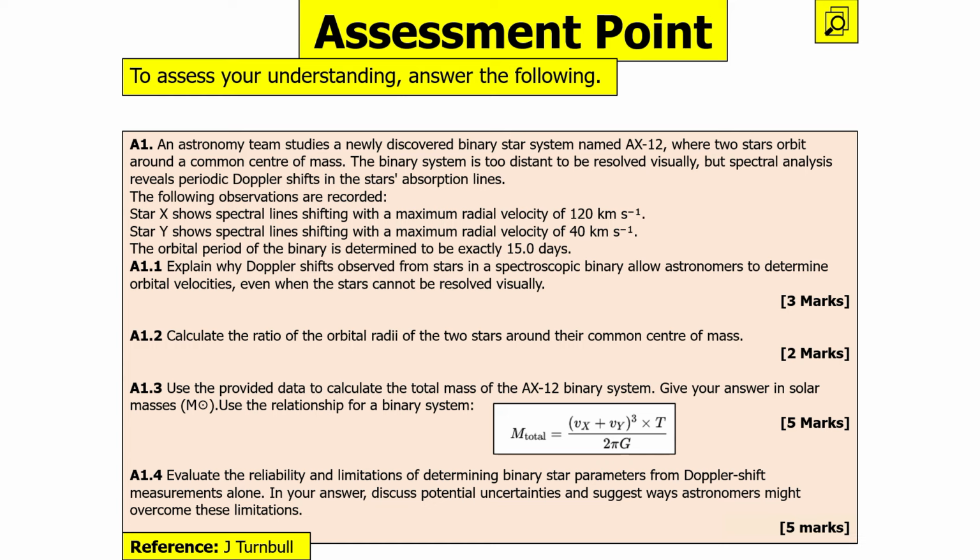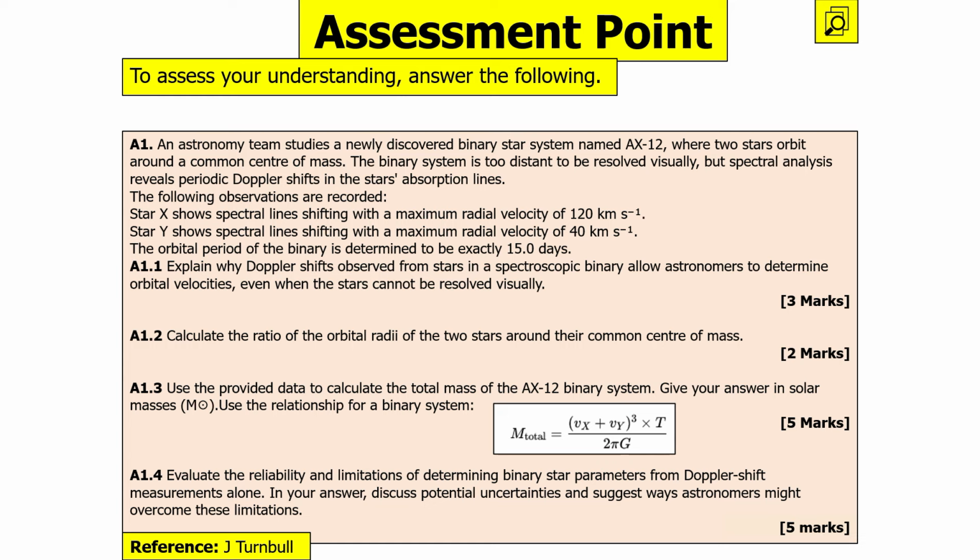An astronomy team studies a newly discovered binary star system named AX12, where two stars orbit around a common centre of mass. The binary system is too distant to be resolved visually, but spectral analysis reveals periodic Doppler shifts in the stars' absorption lines. The following observations are recorded. Star X shows spectral lines shifting with a maximum radial velocity of 120 km per second. Star Y shows spectral lines shifting with a maximum radial velocity of 40 km per second. The orbital period of the binary system is determined to be 15 days.